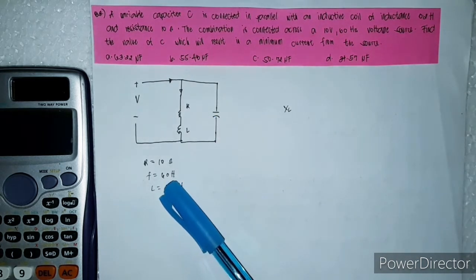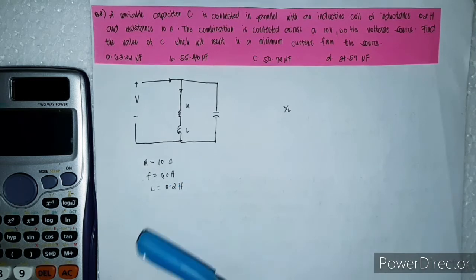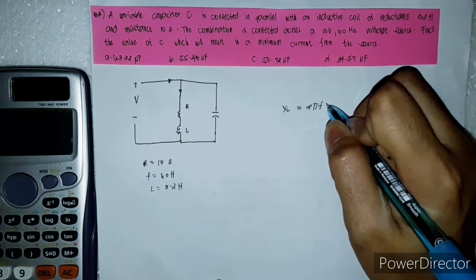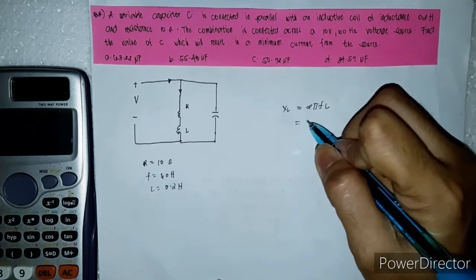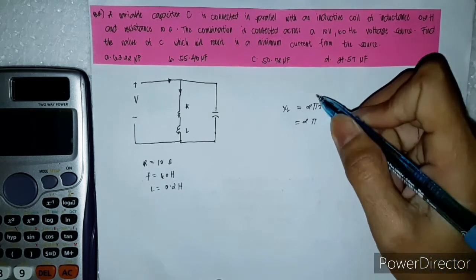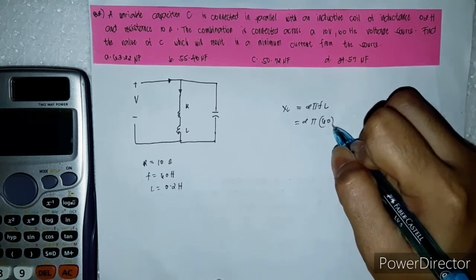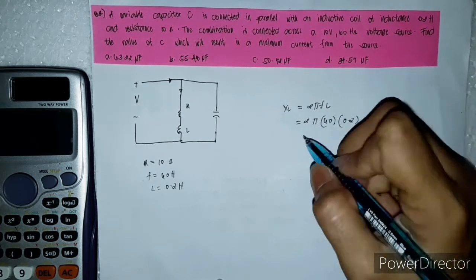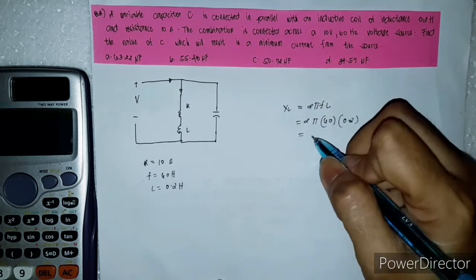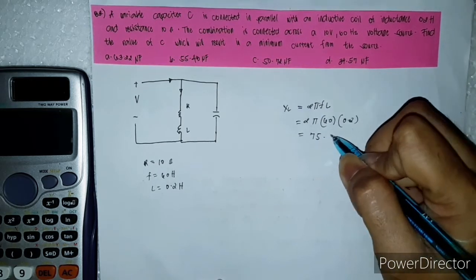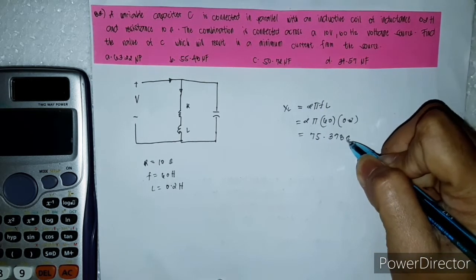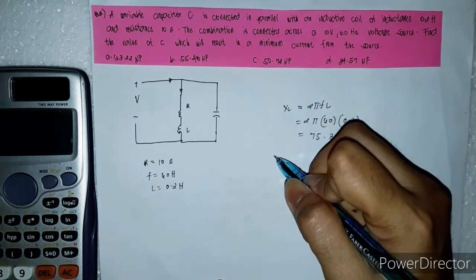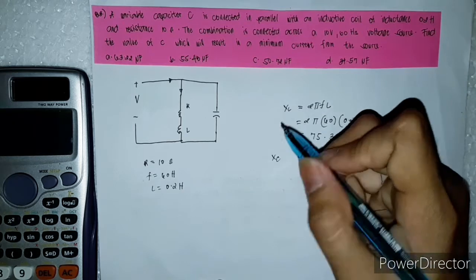First, let's find the value of our inductive reactance using this formula. XL is equal to 2πfL. So our frequency is given as 60 Hz and our L is 0.2 Henry. So our inductive reactance is equal to 75.398 ohms.